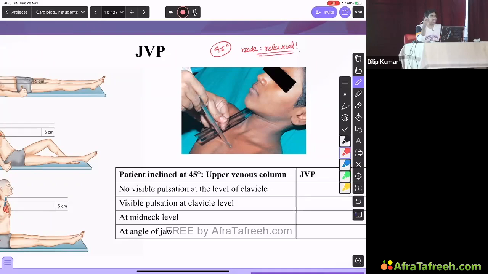Many students think that the neck should be turned towards the left or the right side. So what do you generally do? You turn the neck towards the right side, towards the left side, because you are going to look at the right internal jugular vein, not the left internal jugular vein. So why is the right IJV better? Because of a lot of reasons. Because it's very straight and directly goes into the right atrium after connecting with the SVC. So the right IJV acts as a manometer for seeing the pressure changes in the right atrium. So that way we look at the right IJV.